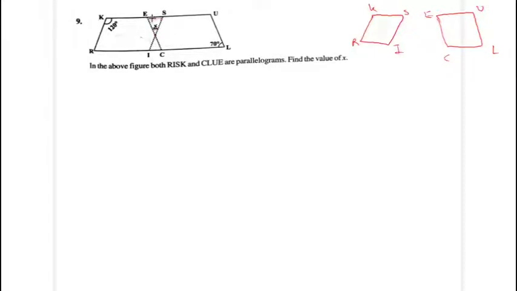Now as we don't know the measurement of the other two angles, how can we find the value of x? Is it possible to find the value of these two angles? Let us see. Now CLUE, that means here if we want to find the value of this angle, the name of this angle is CEU. The value of this angle we have to find out. Now this other angle is ISK, another angle of the parallelogram RISK.